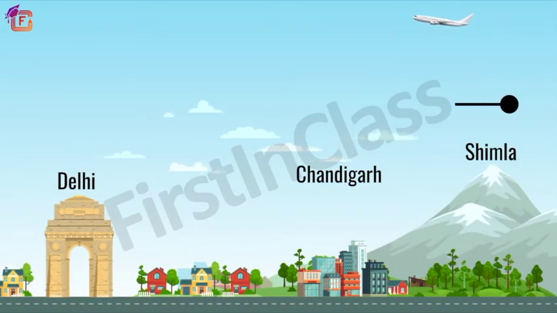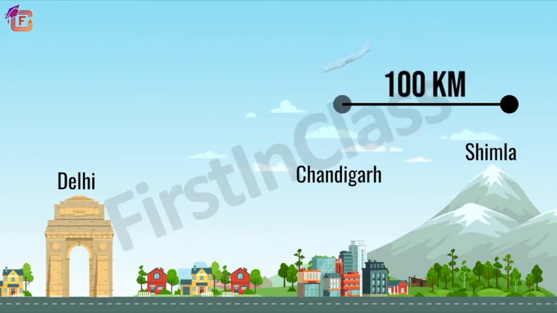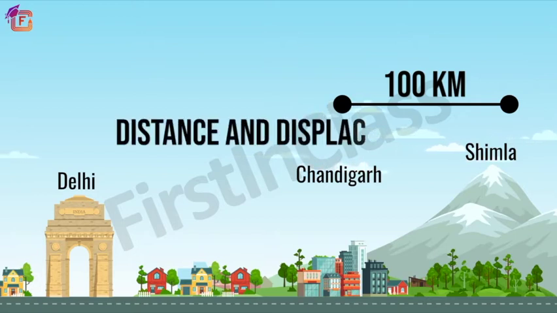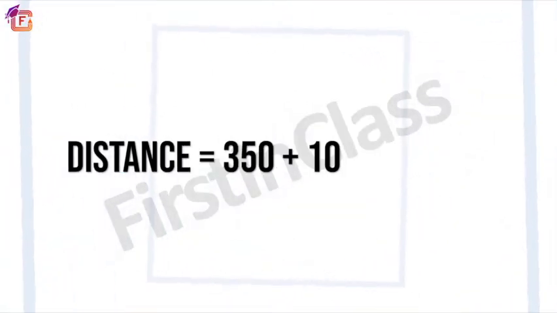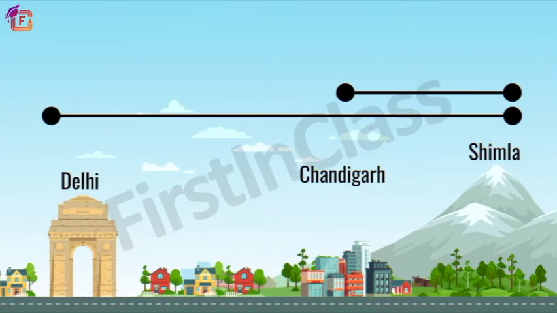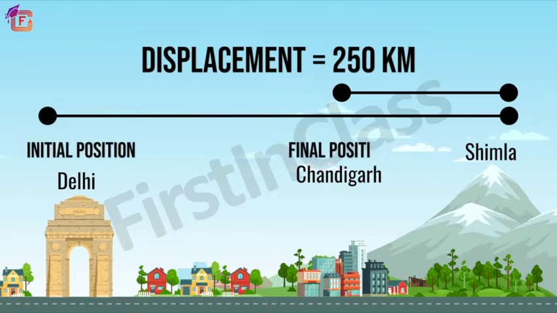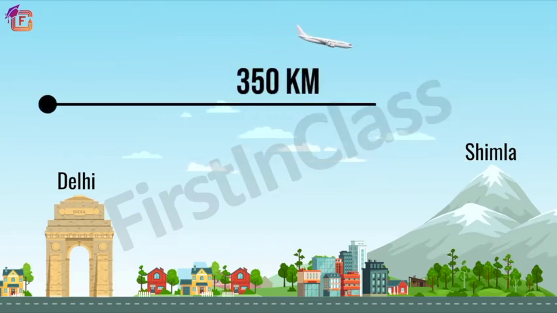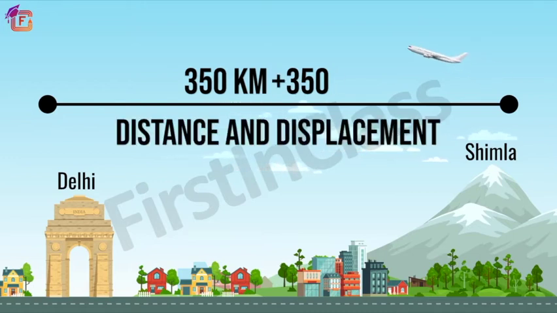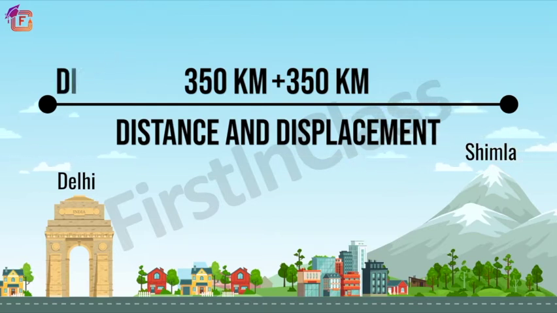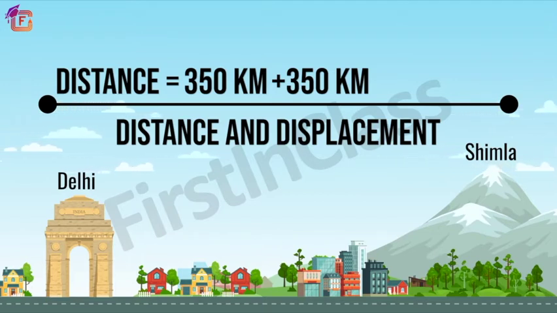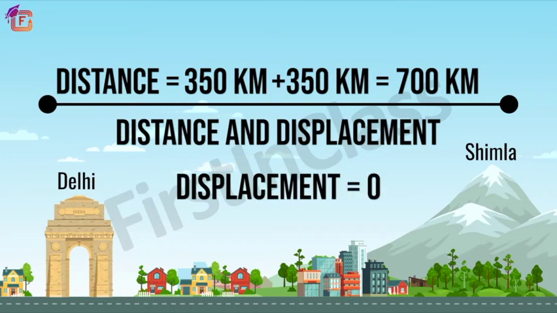Case 2. Now, while returning, you decided to visit Chandigarh, which is about 100 kilometers from Shimla. Now, if we ask about the distance and displacement between Delhi and Chandigarh, then your answer will be distance is equal to 350 plus 100, that is 450 kilometers, and displacement is equal to 250 kilometers because now Delhi is the initial position and Chandigarh is the final position. Case 3. Again, if we take one more scenario in which you started your journey from Delhi and came back to Delhi. Now, if we ask you what is the value of distance and displacement, then your answer will be distance is equal to 350 plus 350 is equal to 700 kilometers and displacement is equal to 0 because now the initial position and the final position is the same.